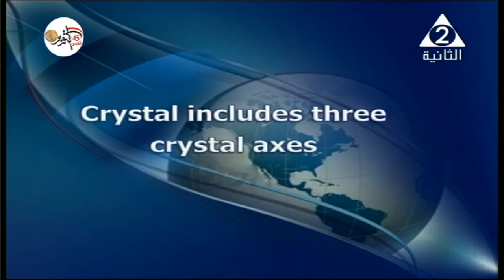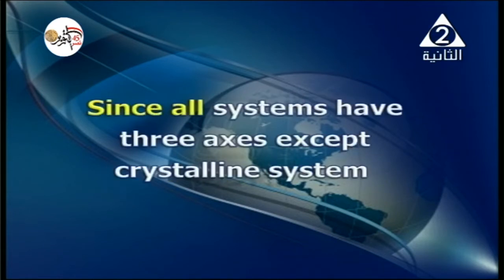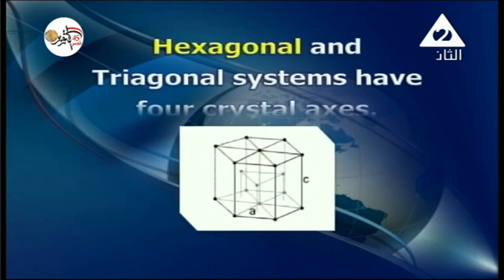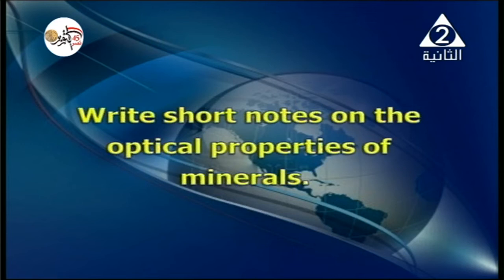Crystals include three crystal axes, different in length and non-perpendicular too. All of them are not equal. They don't have the relation of normal angle. So alpha is not equal to beta, is not equal to gamma, A is not equal to B, is not equal to C. All systems have three axes except the hexagonal and trigonal systems, which have four crystal axes, as we saw before.